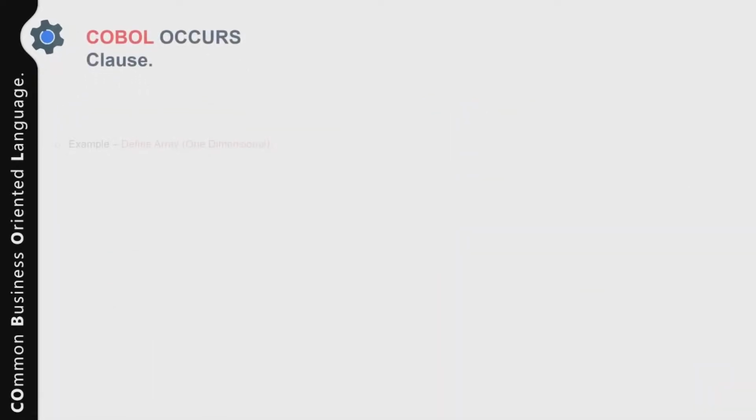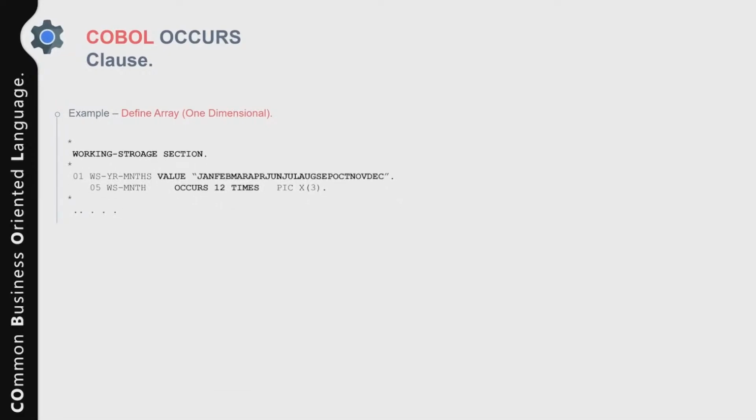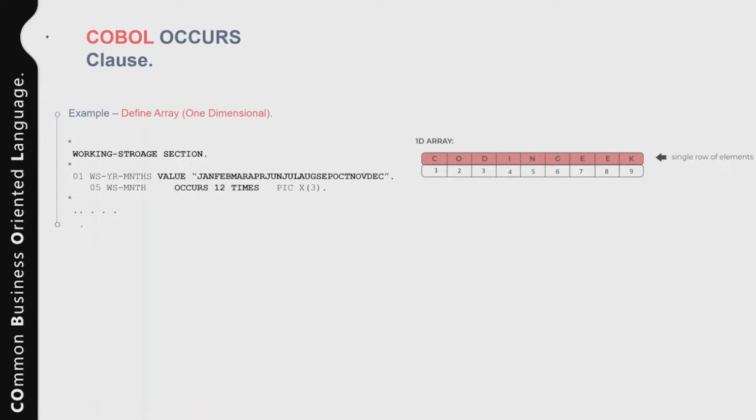In this example, I'm using a VALUE clause while defining a table. The name of the table is ws-year-month, and I've used level 01 to define that. Thereafter, I've used a VALUE clause, and within quotes, I've specified the abbreviation for each month. For example, if it is January, then I've used Jan. If it is February, then I've used Feb. Now at the next level, I've defined the field ws-month, and that occurs 12 times. And the length of each field is X(3).